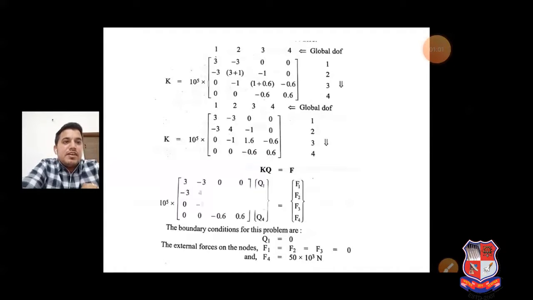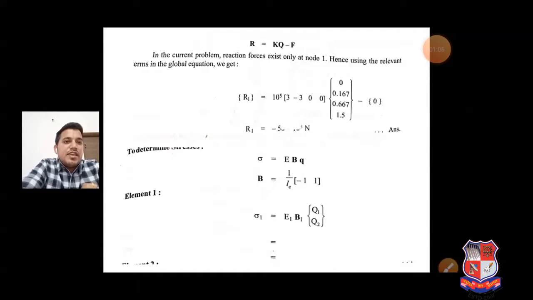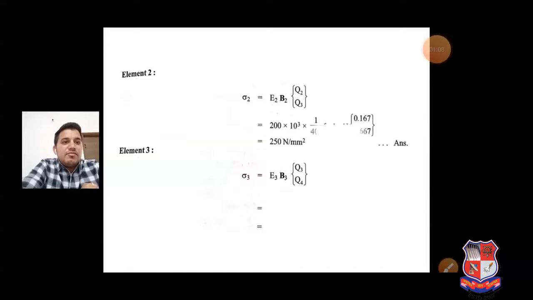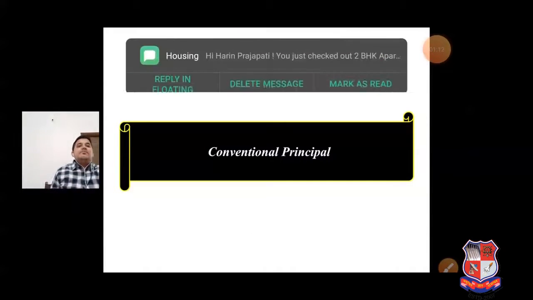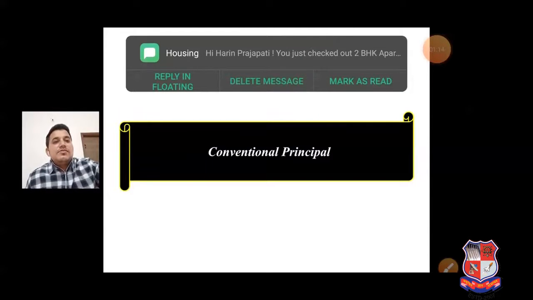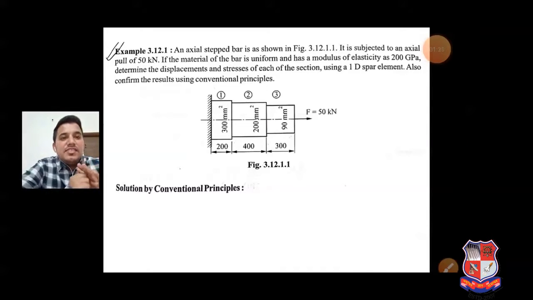So today we have to learn another method, and we solve the same example by it. So now we have to show the conventional principle. So for the conventional principle, let's start with the same example. Again we read out the same.